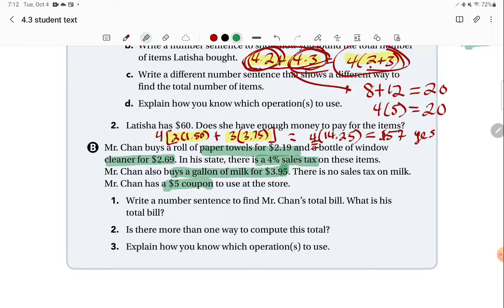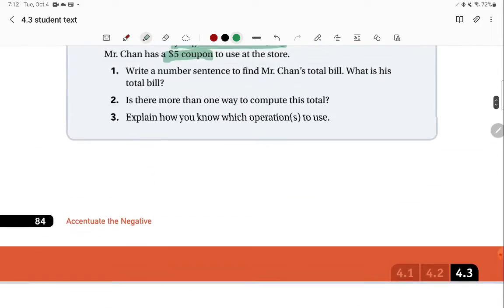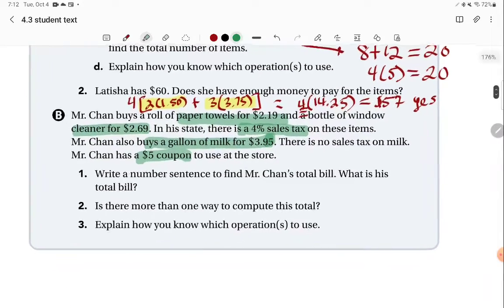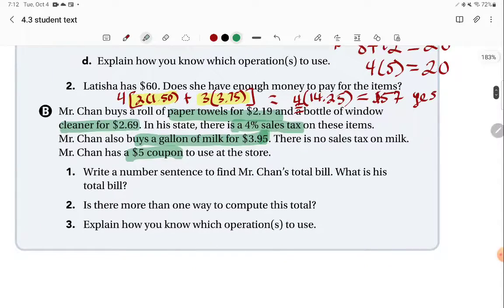Number 2, is there more than one way to compute his total? 3, explain how you know which operations to use. Go ahead and try to answer these, thinking about how tax is added on to those first 2 items. Go ahead and try to answer these and then come back and see how you did.